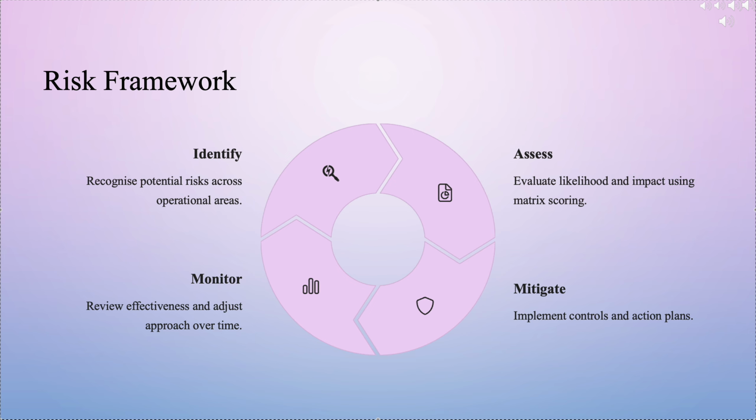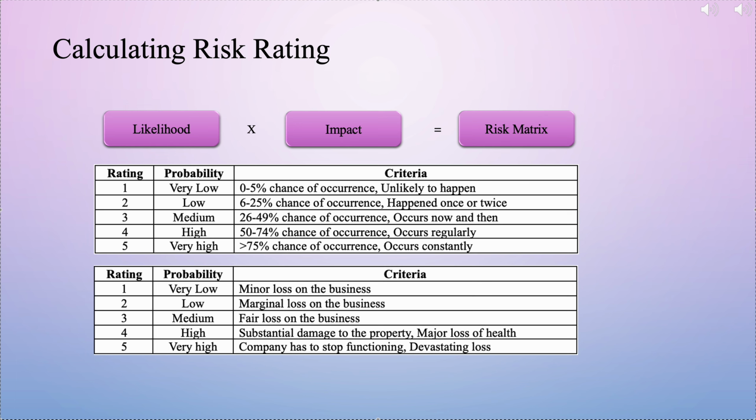This cyclical process ensures risk management is not a one-off exercise, but an ongoing commitment to protecting and enhancing the value of the Myriad Dubai. To provide a quantifiable measure and standardize our risk assessment, we calculate a definitive risk rating. This is determined by multiplying the assigned likelihood score by the impact score. Let's break down how we define the likelihood and the impact.